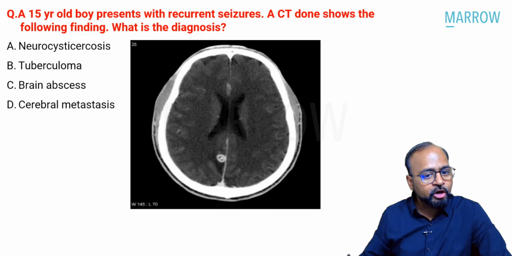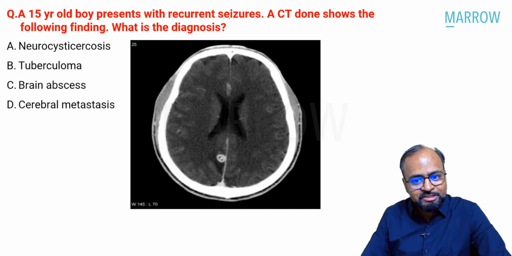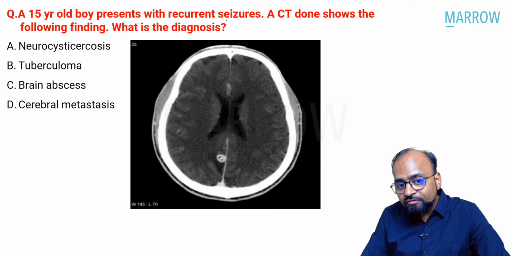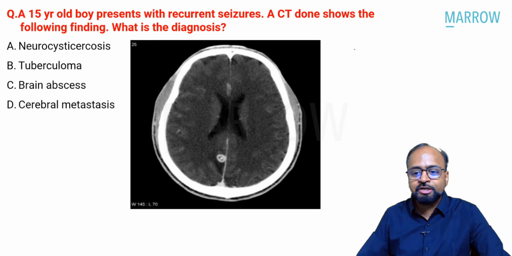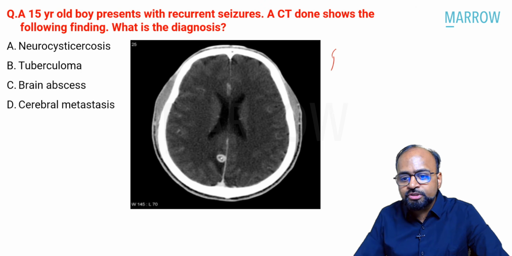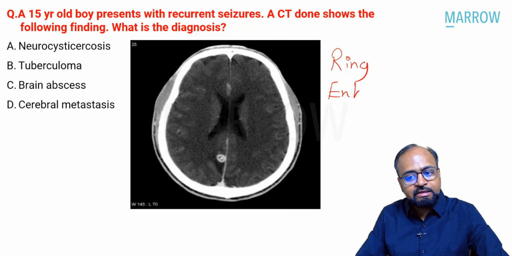A 15-year-old boy presents with recurrent seizures. A CT is done with the following finding. So what is the finding here? They have asked you about the diagnosis here. The finding that you are able to see here is a ring enhancing lesion. So this is a ring enhancing lesion.